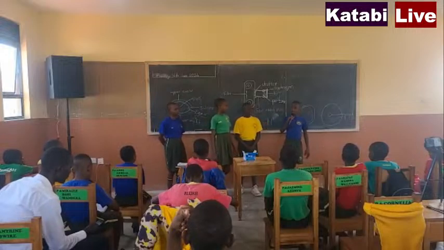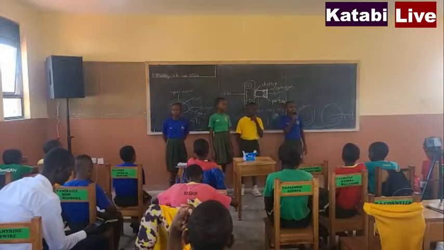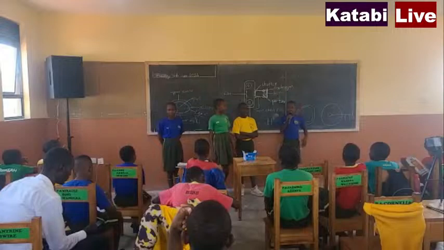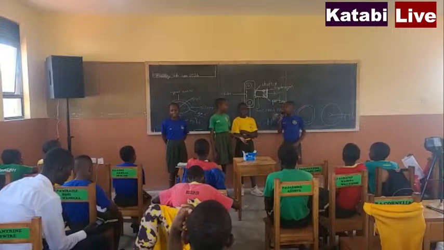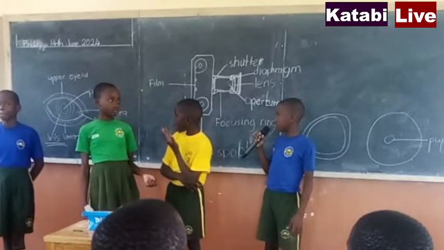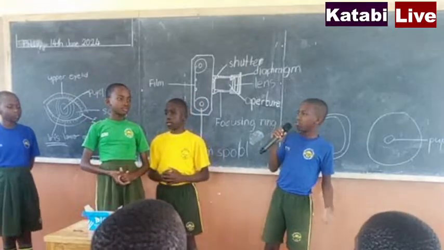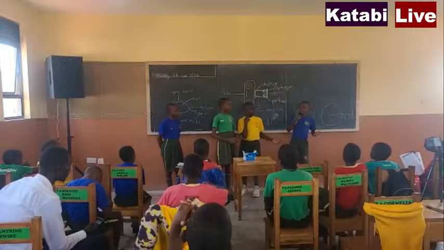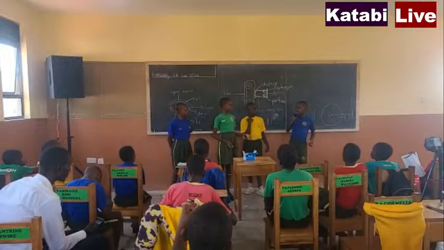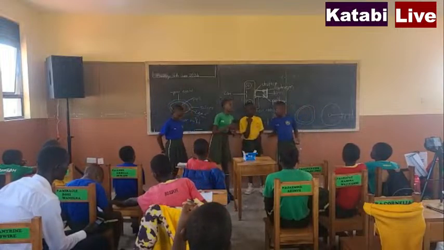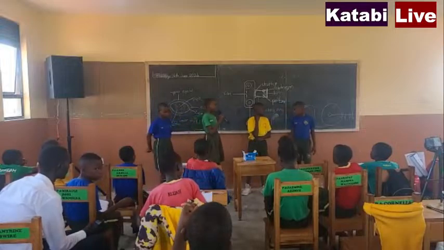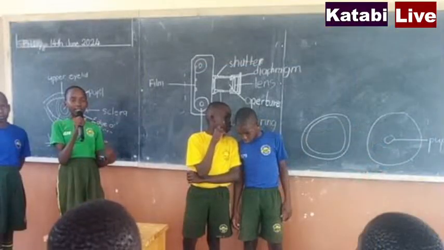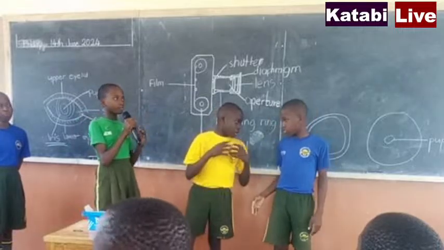So today we are going to discuss the similarities and the differences of the human eye and the lens camera. But before we go there, let us first talk about the similar parts of the human eye and the lens camera. So I'm going to talk about the similar parts in the human eye and in the lens camera.